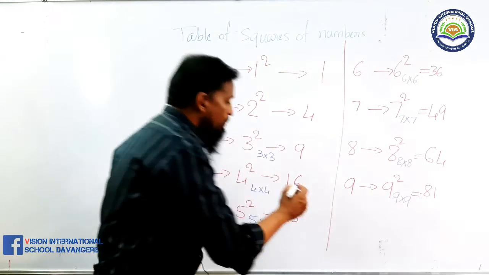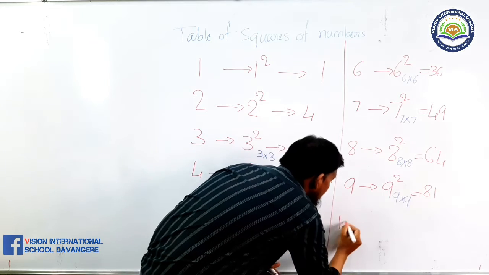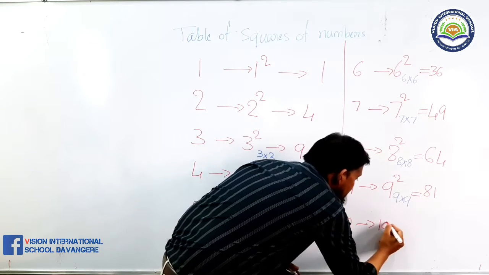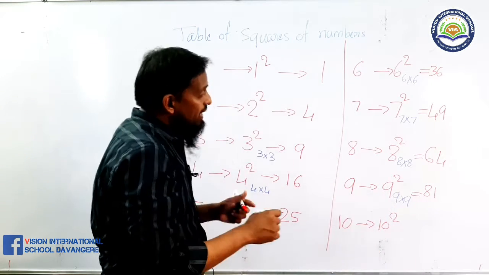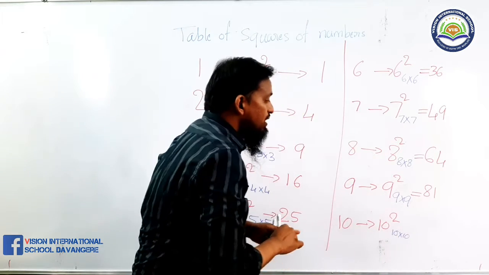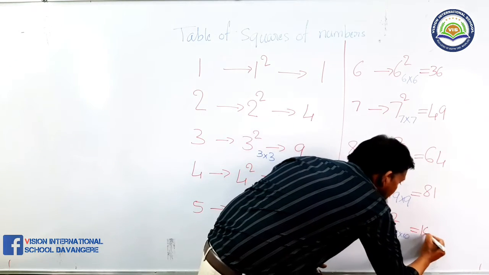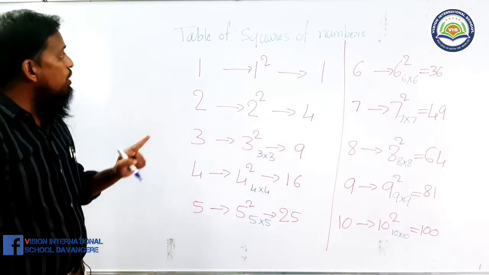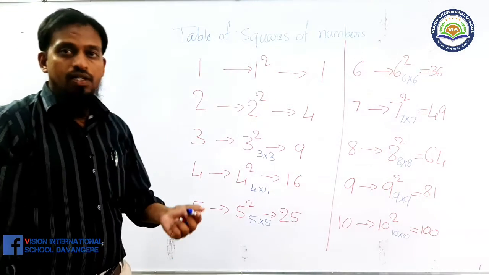Now the last number. The last number is how much? 10. The square of this number is 10 square. Now again expand this. 10 square is how much? 10 into 10. The value of this is how much? 100. This table is called the table of squares of numbers.